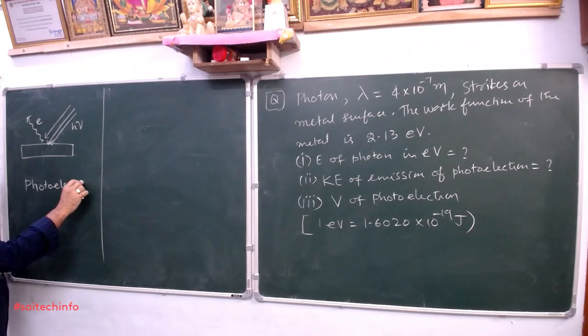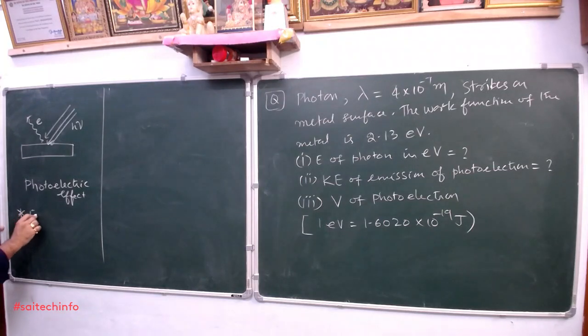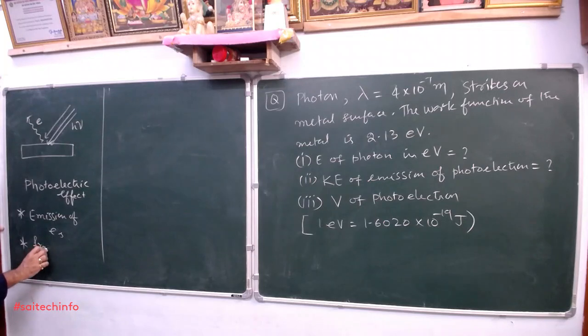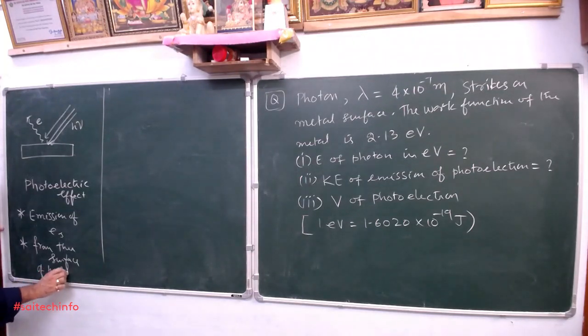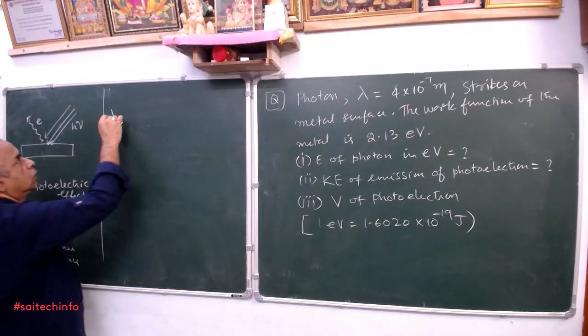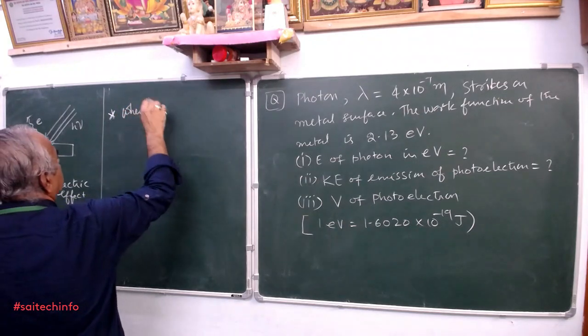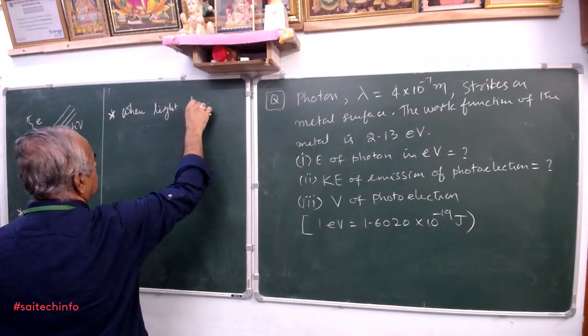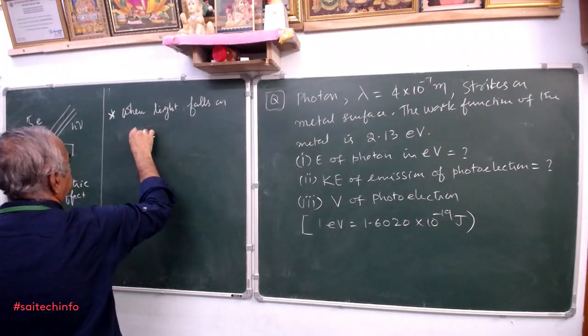Photoelectric effect. So what is the photoelectric effect? It is the phenomenon of emission of electrons from the surface of a metal when light is incident, that is, when light falls on a sheet metal.